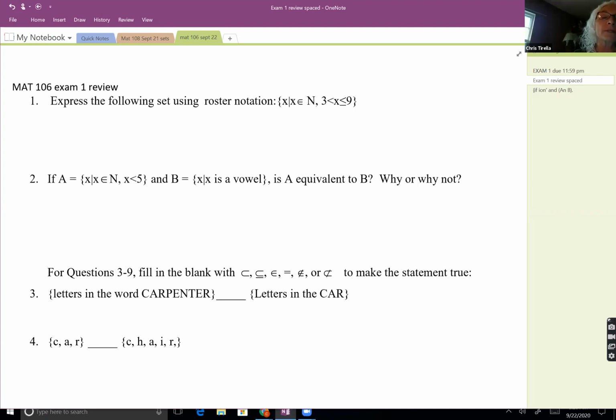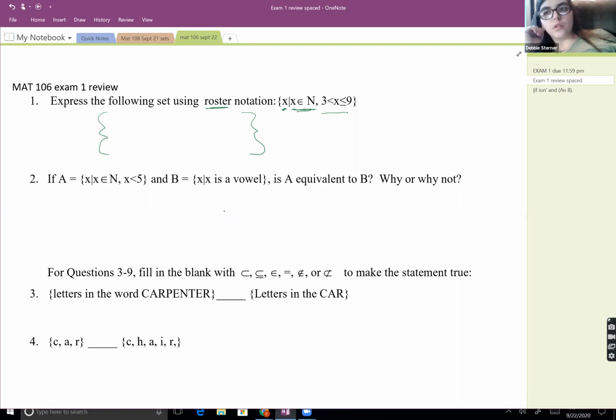Express the following set using roster notation. What does that mean, roster notation? Like list each element inside the braces. So I'm going to draw braces and I'm going to list the elements. So now what does this mean? My set contains x's. X's are natural numbers, and 3 is less than x is less than or equal to 9. So what am I going to put in there? Does it include 3?